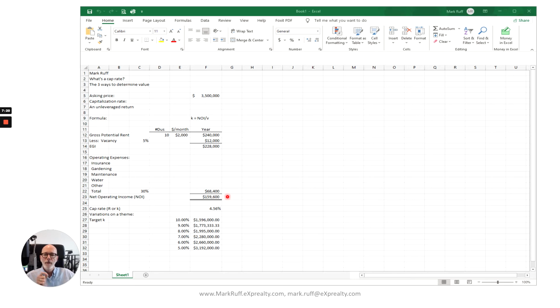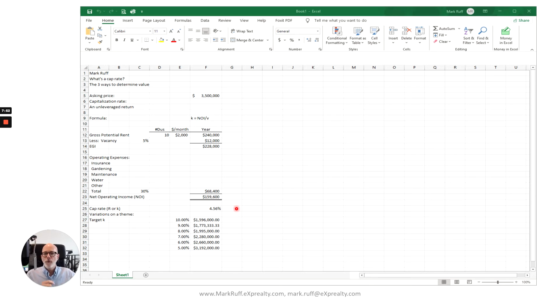Now, the formula for a cap rate is our net operating income divided by the purchase price. We're going to assume that the purchase price is the market value. That may or may not be the case, but in our example, we're going to assume that. So our net operating income of 159.6 divided by our purchase price of 3.5 million equals a cap rate of 4.56%. Now, what does that mean?